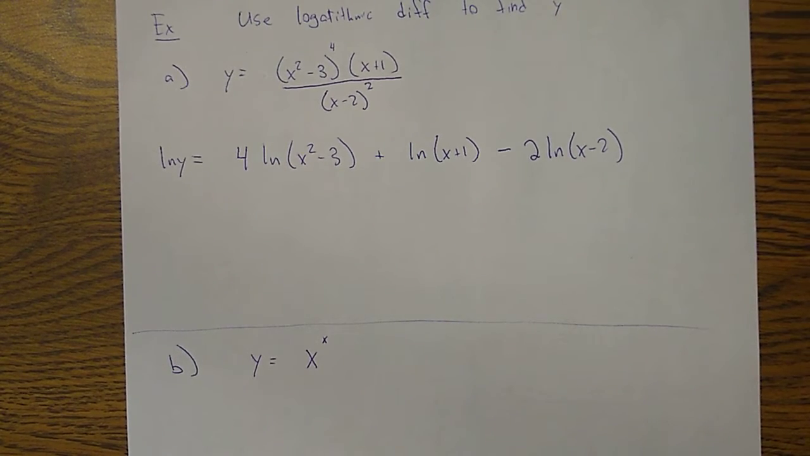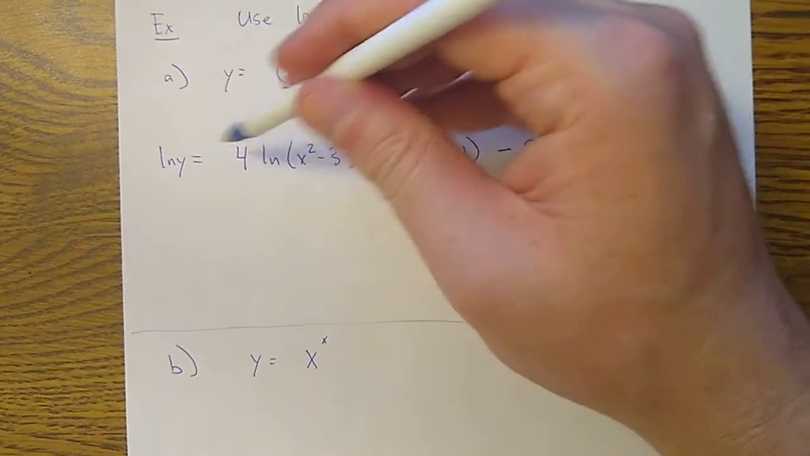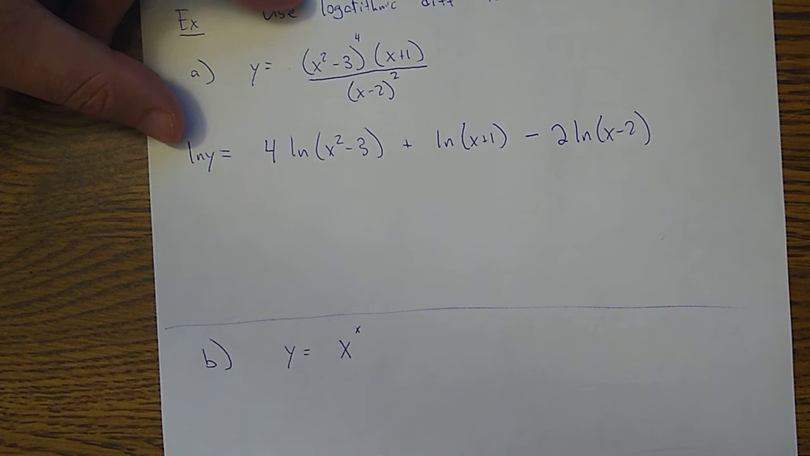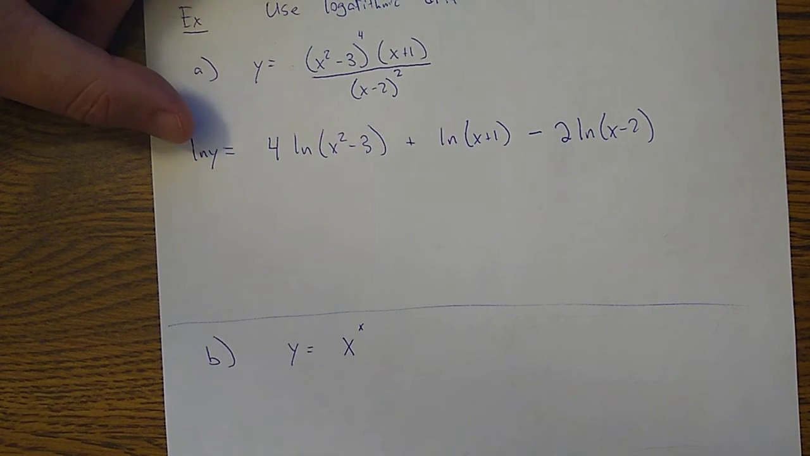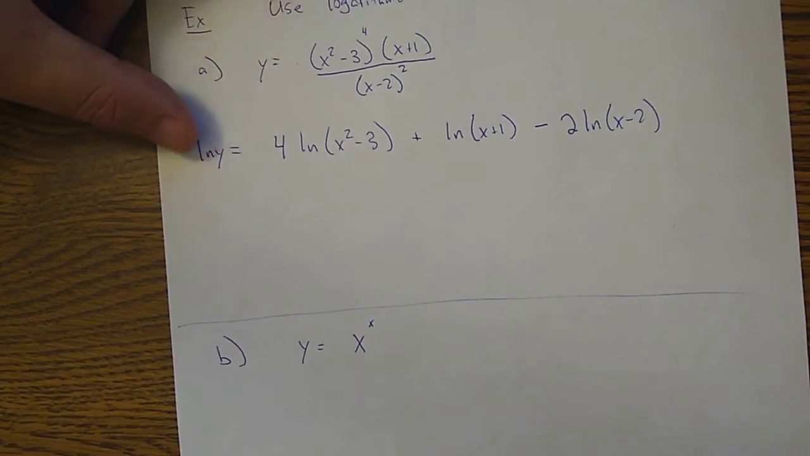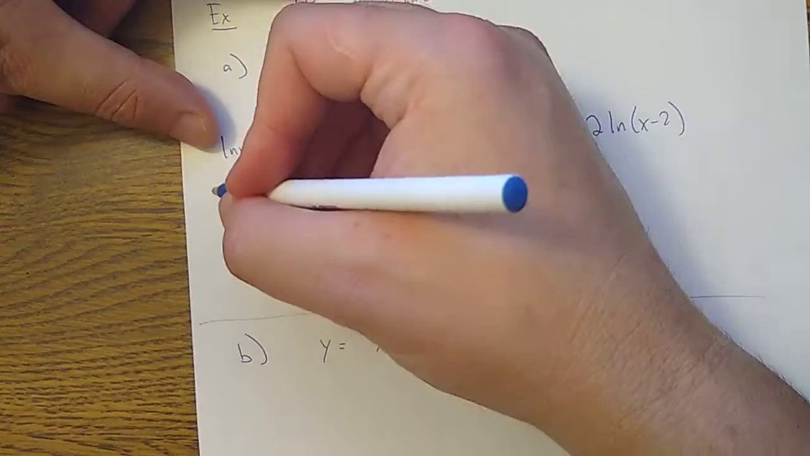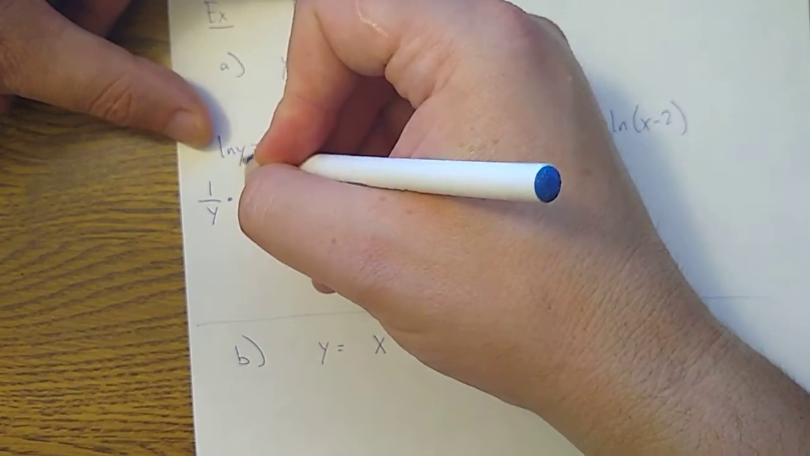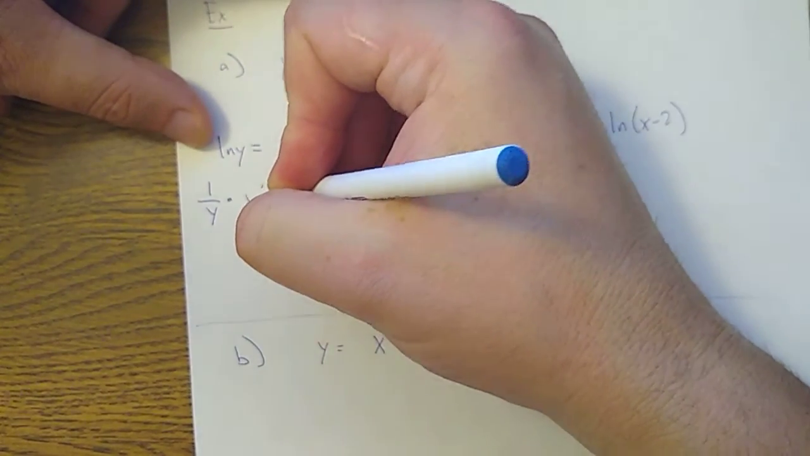Okay. Now what we do is take the derivative of both sides, and this is like implicit differentiation. So if we were doing implicit differentiation, what would be the derivative of ln y? Well, the derivative of natural log is 1 over the inside, and I have to multiply by the derivative of the inside, which is y prime. Right?